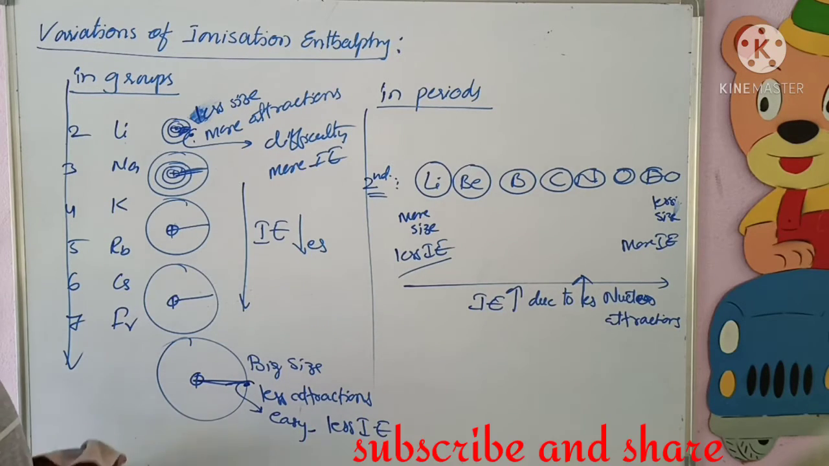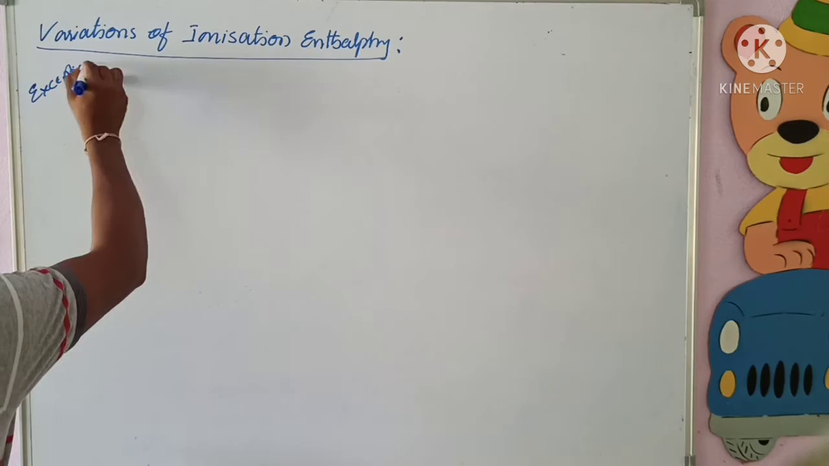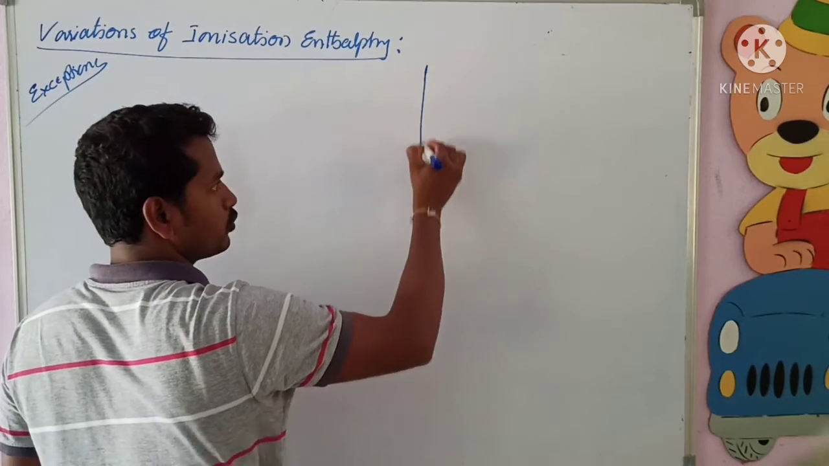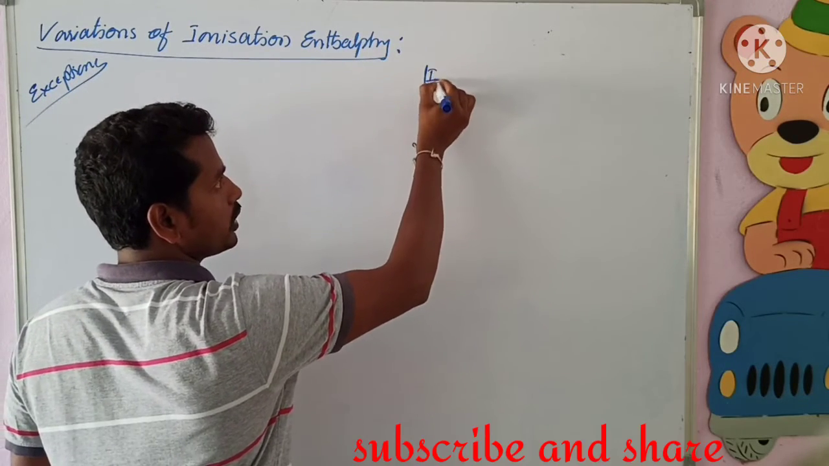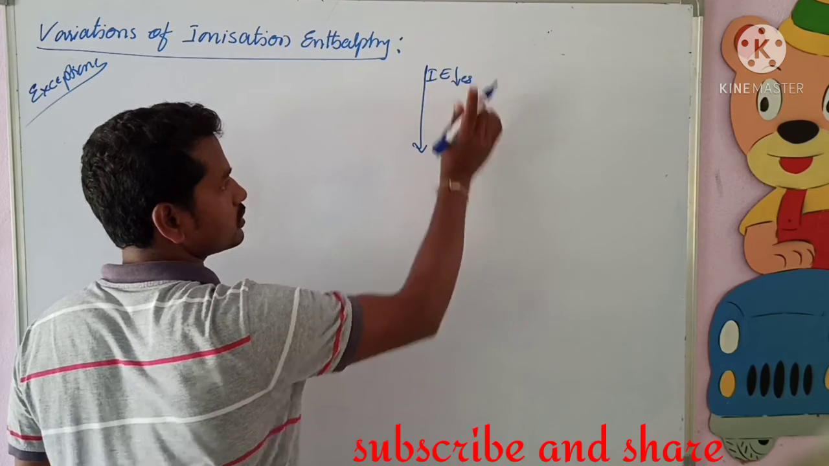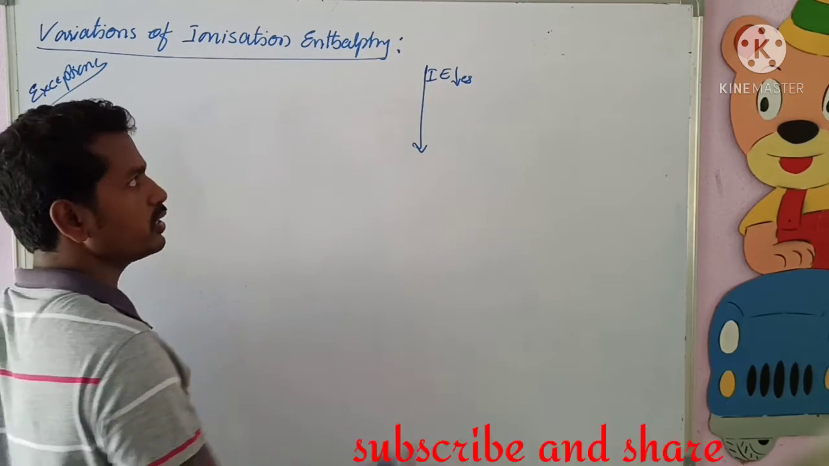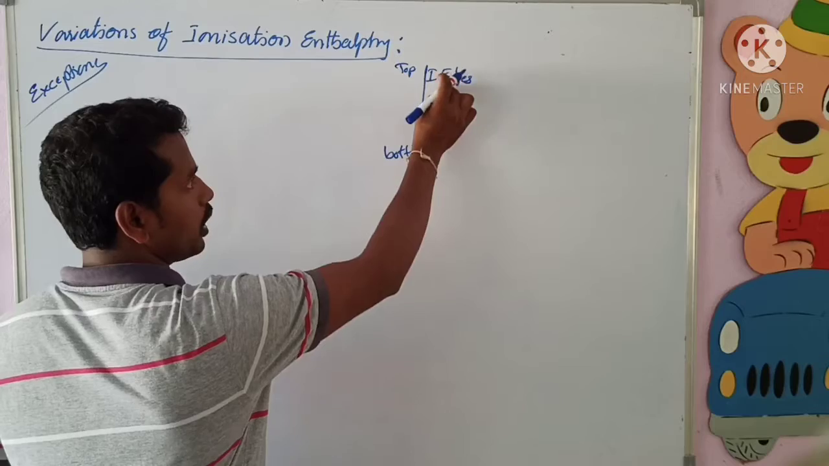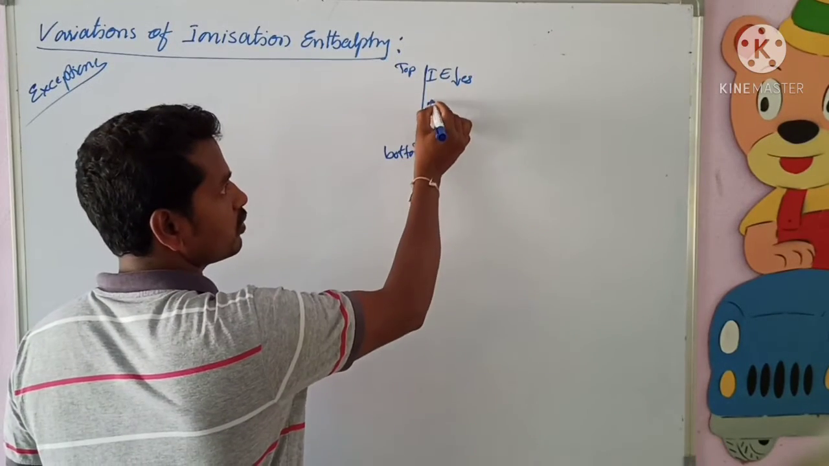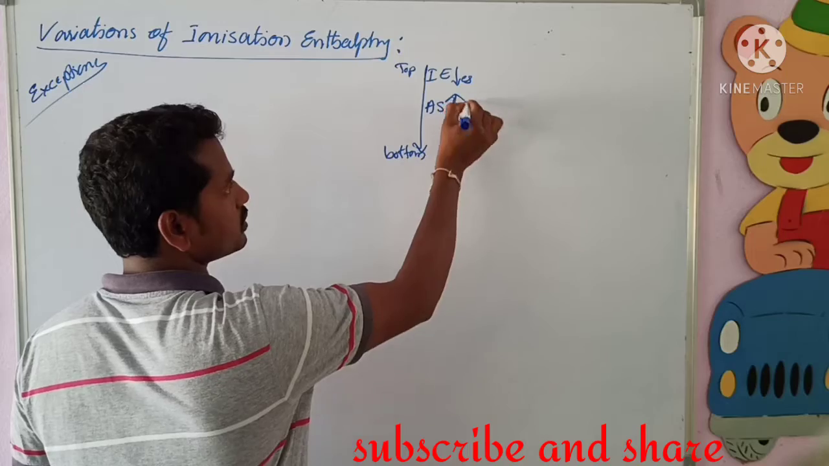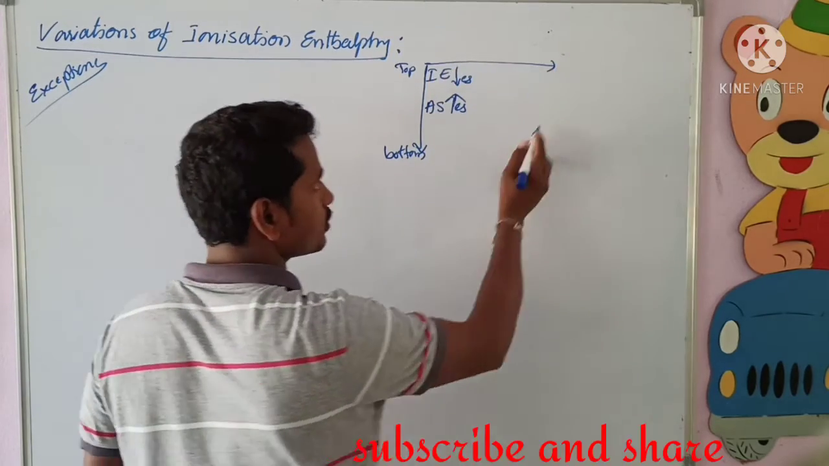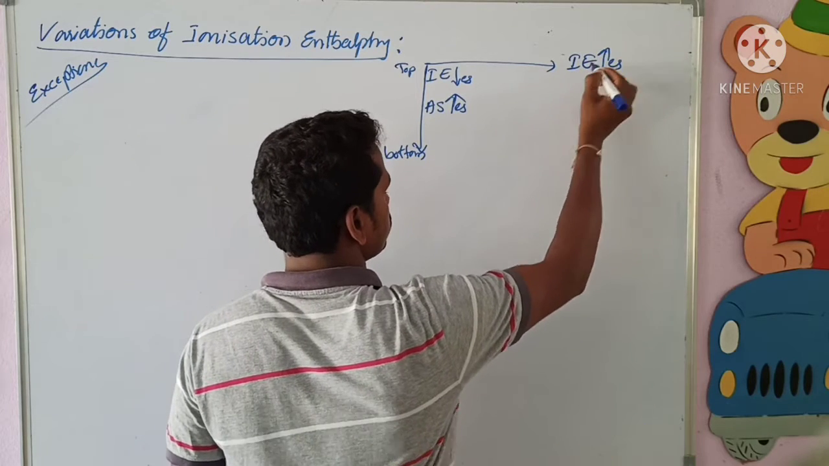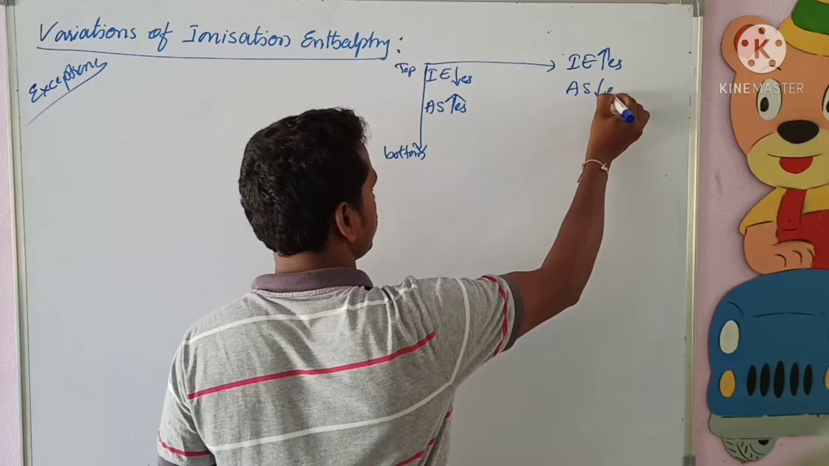Okay, now exceptions. Generally, from top to bottom, ionization energy decreases. The I values decrease because atomic size increases. Then from left to right, what happens? Ionization energies increase because atomic size decreases.